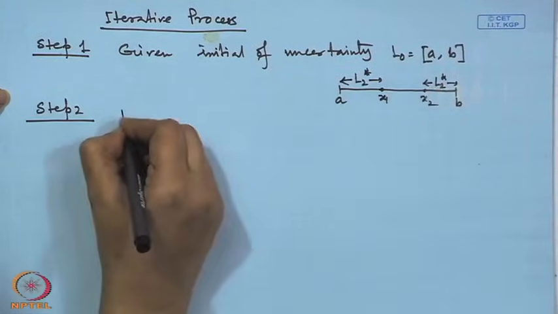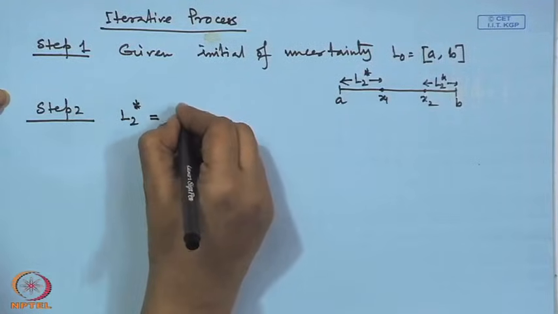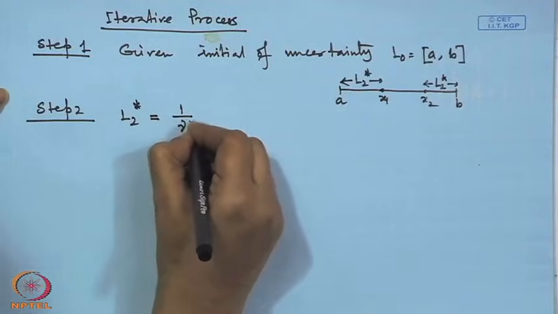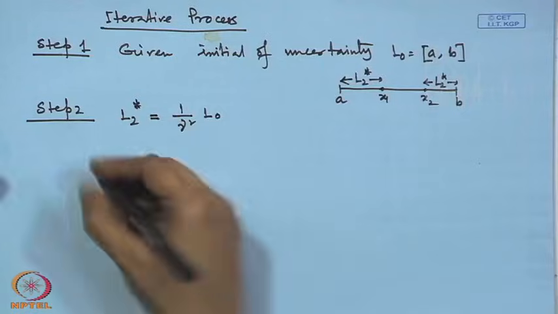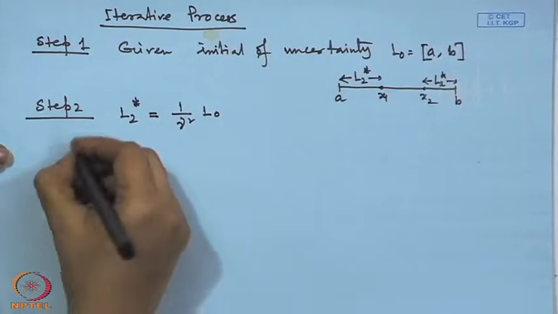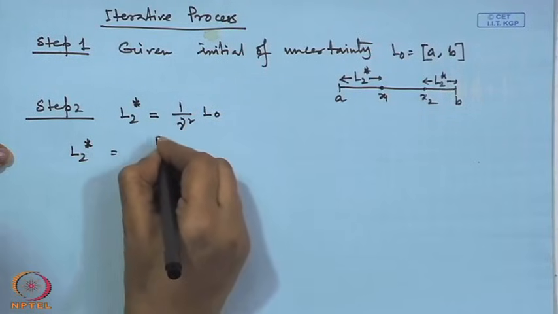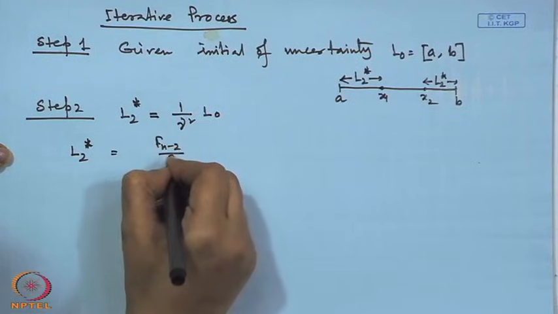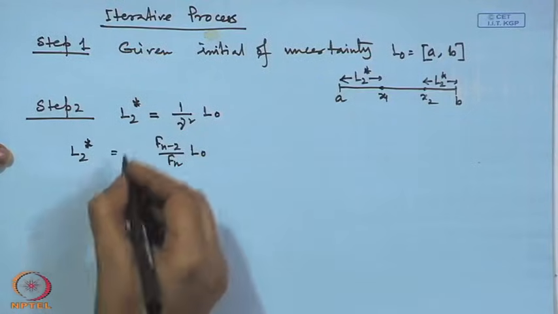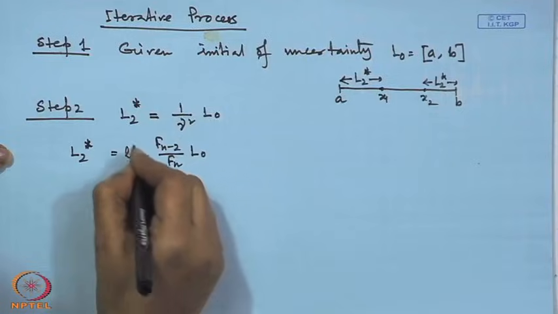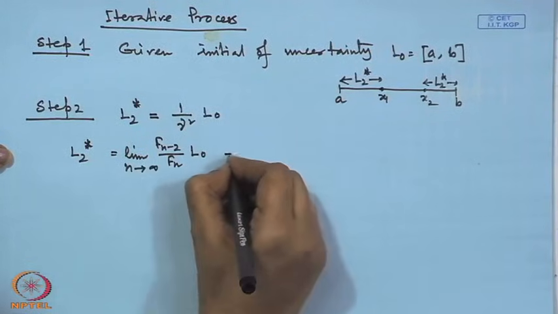What is the value of L2 star? The value of L2 star is equal to 1 by gamma square L naught. How are we getting this value? If I go back to the Fibonacci method, we saw that L2 star is equal to Fn minus 2 divided by Fn L0. Now, here since this is the golden section method, we are considering limit n tending to infinity, a large number of experiments we want to do.